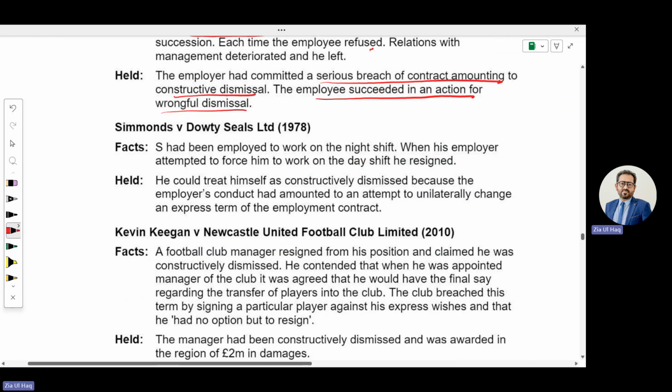Simon versus Doughty Steels. S had been employed to work on a night shift. When his employer attempted to force him to work on the day shift, he resigned. So this is also constructive dismissal. He could treat himself as constructively dismissed because the employer's conduct amounted to an attempt to unilaterally change an express term of the employment contract.